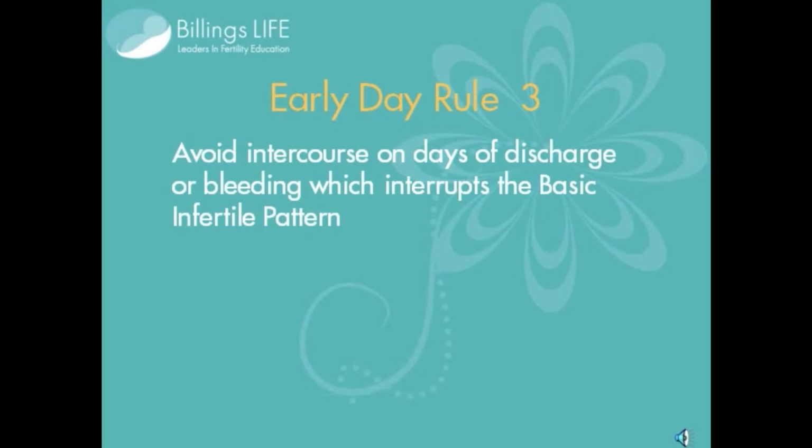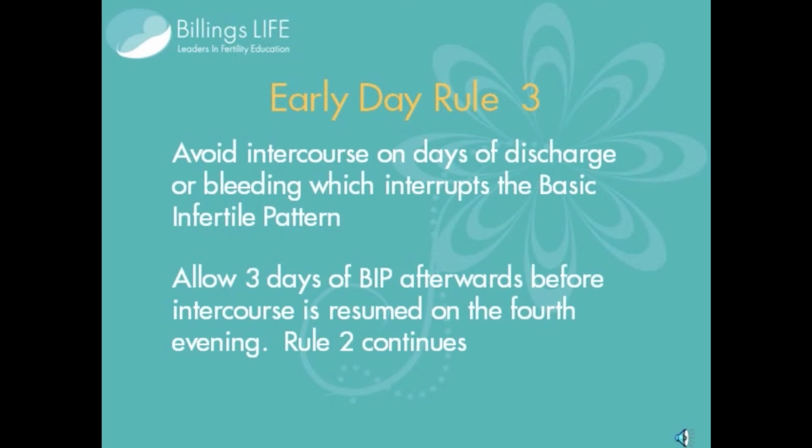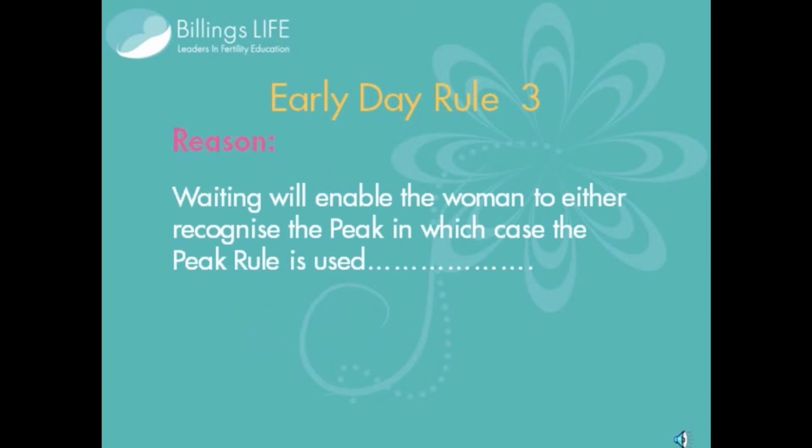Third early day rule: avoid intercourse on days of discharge or bleeding, which interrupts the basic infertile pattern. Allow 3 days of basic infertile pattern afterwards, before intercourse is resumed on the 4th evening using the second early day rule. Early day rule 3 is used in every cycle when the change from the basic infertile pattern occurs. If the change proceeds to a peak, the peak rule will be applied.